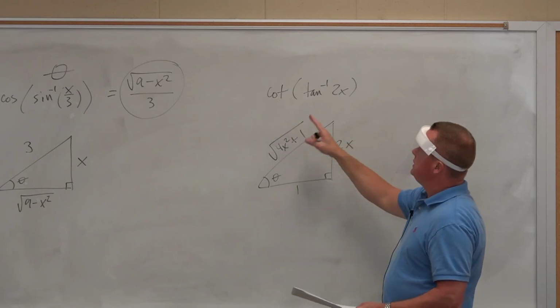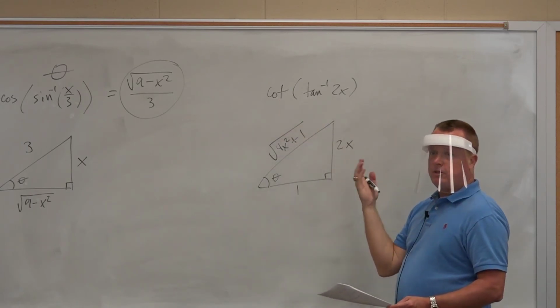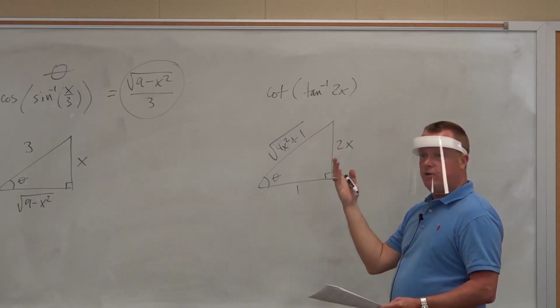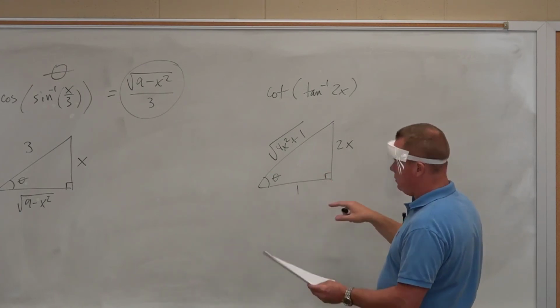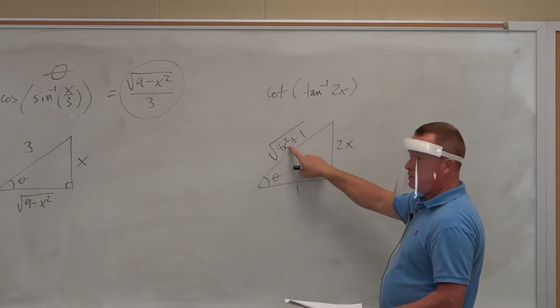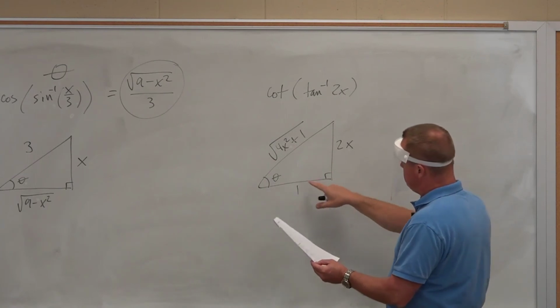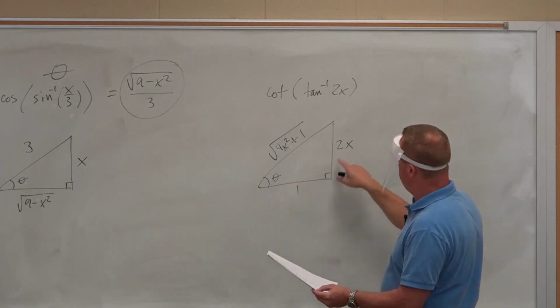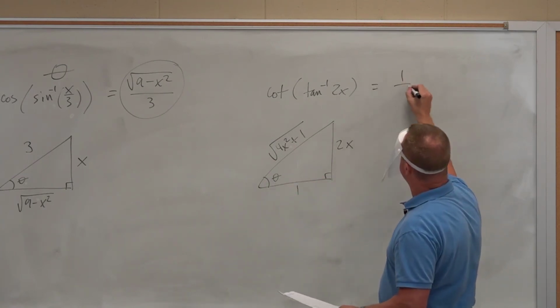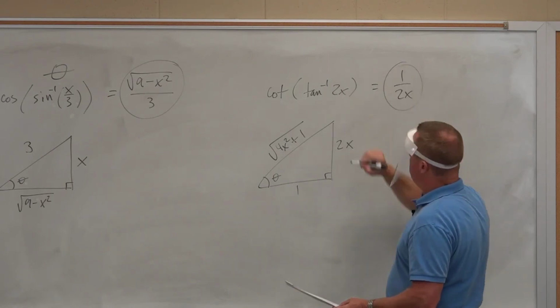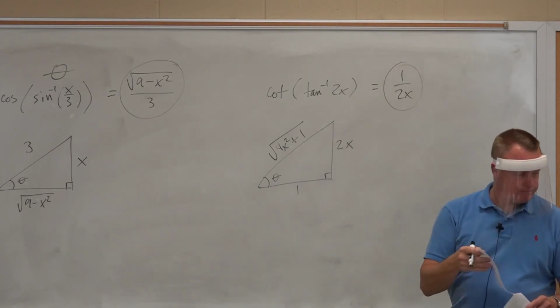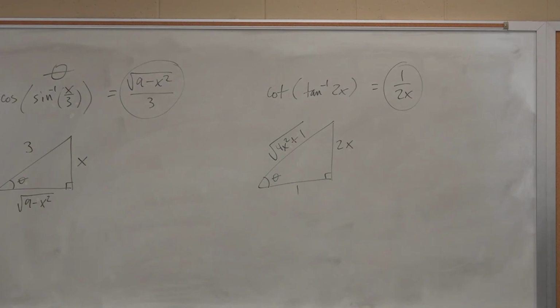Cotangent is the inverse of tangent. So if tangent is opposite over adjacent, cotangent is adjacent over opposite. And I really don't even need to know the hypotenuse, do I? So the adjacent over opposite would be 1 over 2x. And there you go. All right, any questions about that? It's a little review of trig.